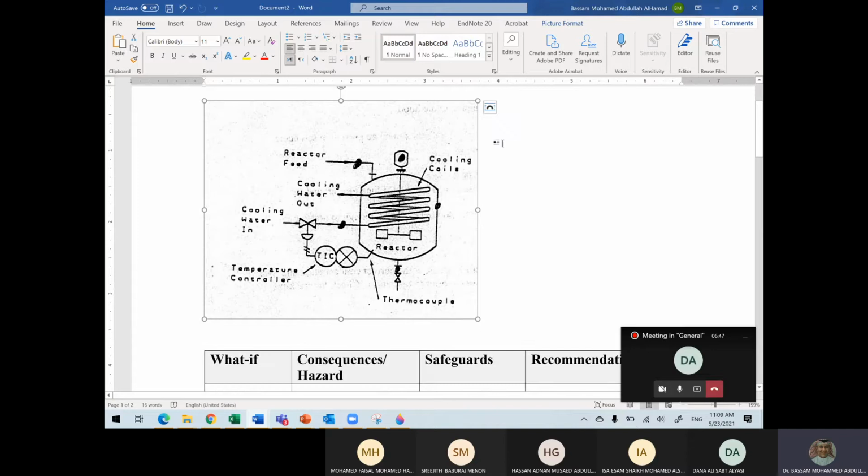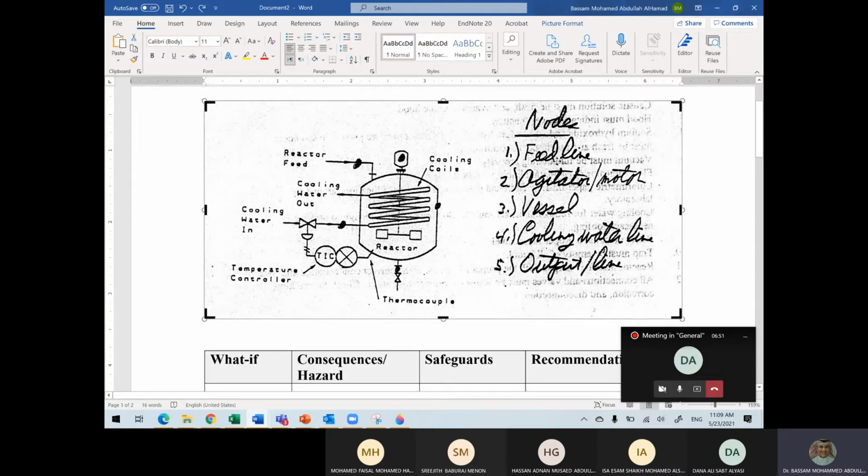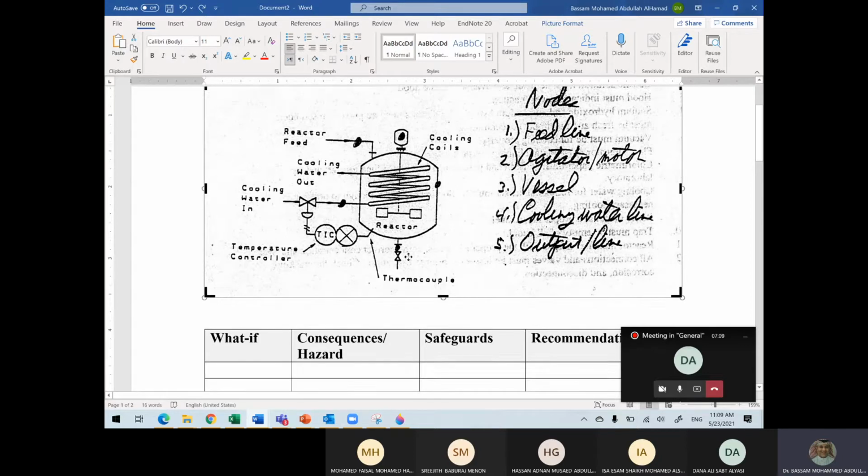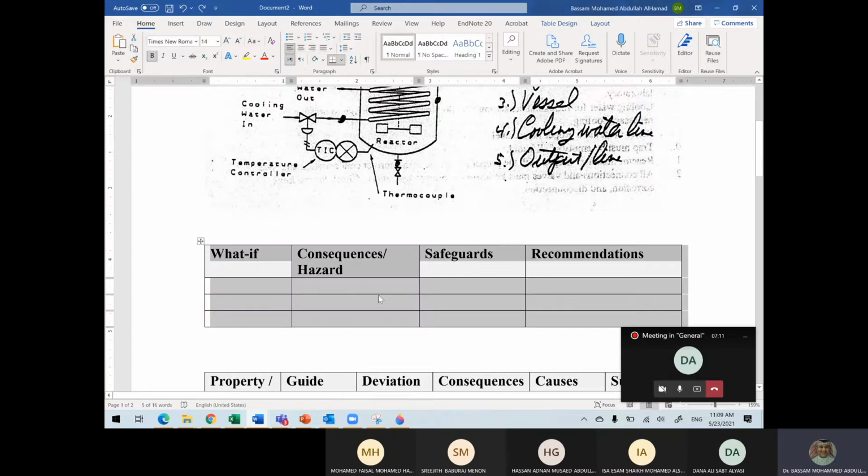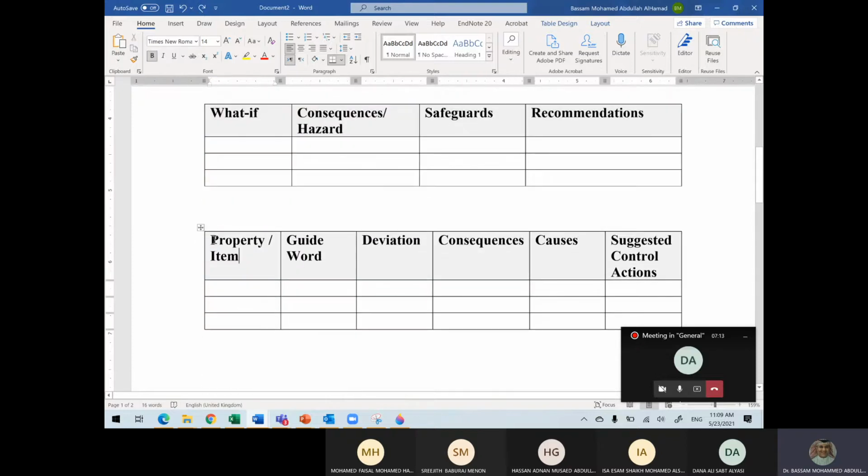I'm going to show it to you again now. Why am I showing it to you? So that it triggers some ideas in your mind. I'm going to give you a figure like that, probably without these things, without the nodes here. What are the areas that you need to concentrate on? I'll leave it to you, and then I will ask you to run a what if analysis, or for example, write a hazard study.